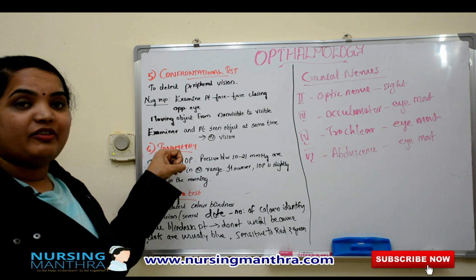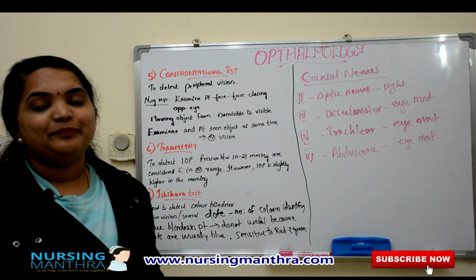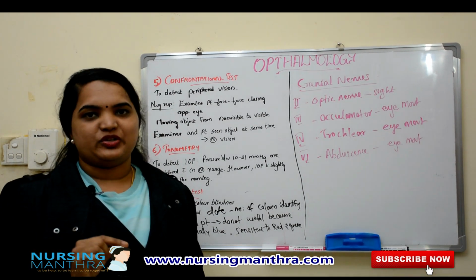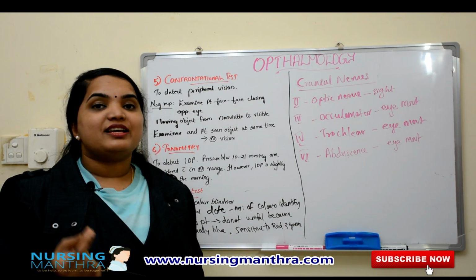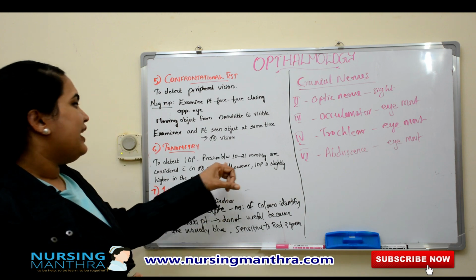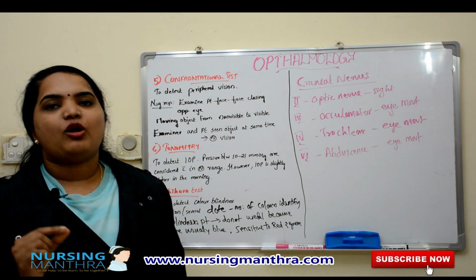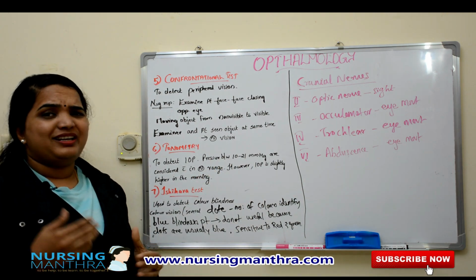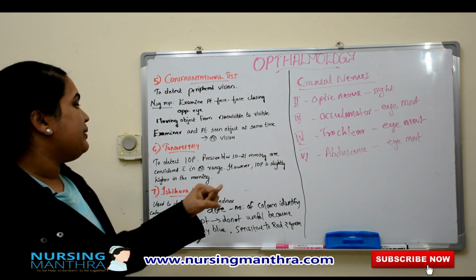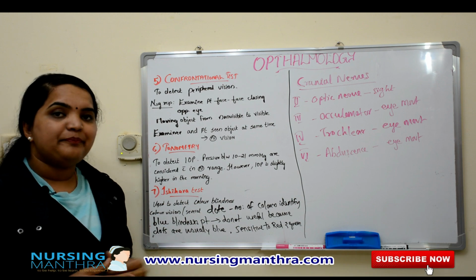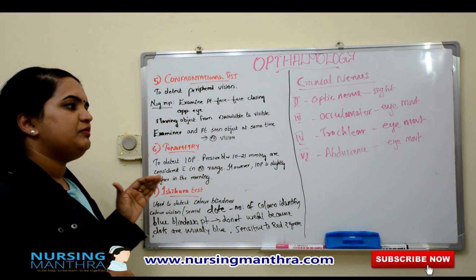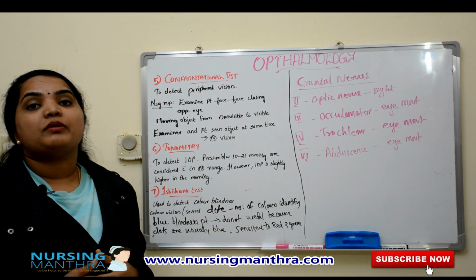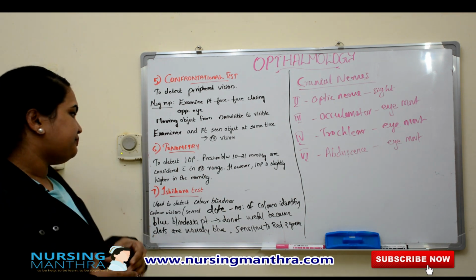And our next diagnostic measure is tonometry. So you know the tonometer measures the intraocular pressure. So what is the intraocular pressure? The normal range is 10 to 21 mm of Hg. But in the morning time it will be slightly elevated, but it is okay. Okay, regarding tonometry, you have to study the normal range of intraocular pressure.